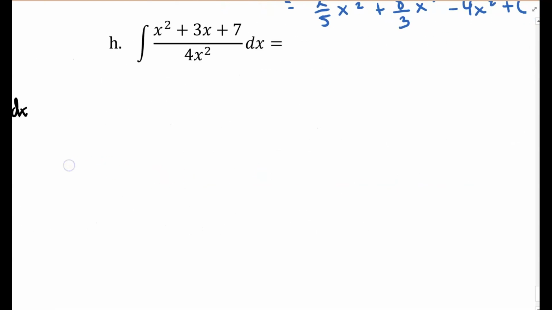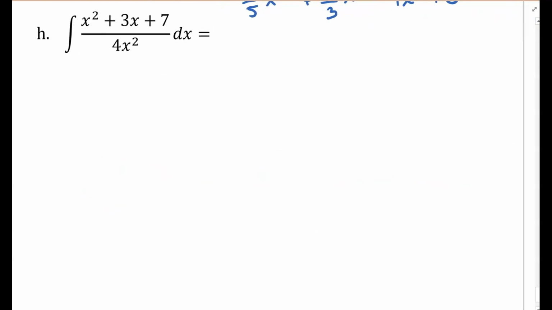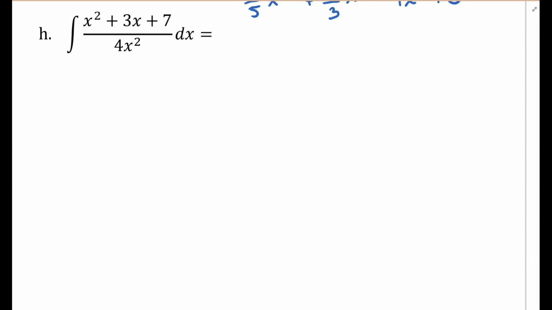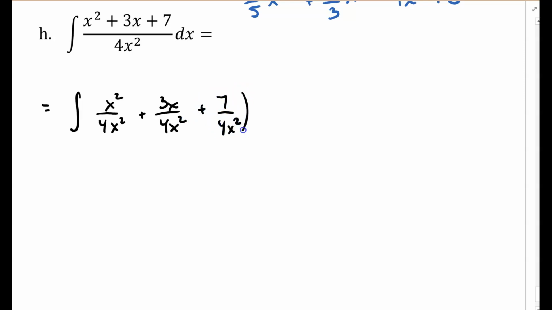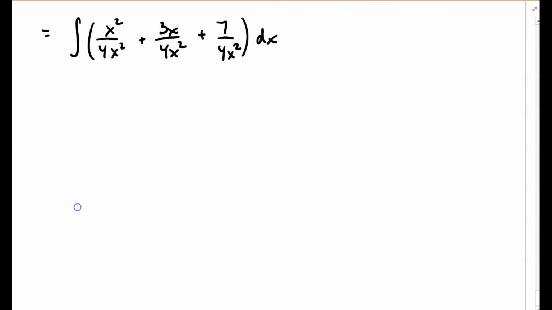All right, last example here is h. I want you guys to try this. Pause the video, give this a go, and then you can check your answer. Okay, so hopefully you went ahead and simplified this first. This should have given you x squared over 4x squared plus 3x over 4x squared plus 7 over 4x squared. So notice all I'm doing is splitting it. I'm putting that in one term in each denominator. And then now I'm going to go ahead and simplify this.